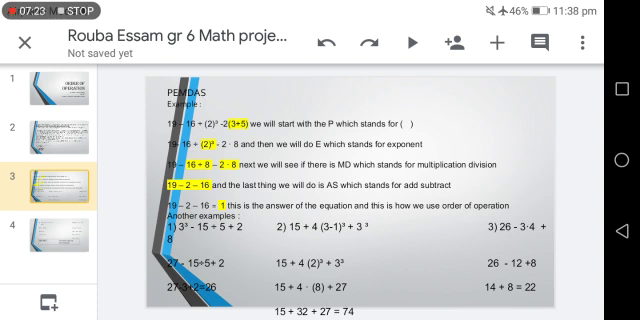The last thing we do is AS, which stands for addition and subtraction. 26 minus 12 is 14, plus 8. So it's 14 plus 8. 14 plus 8 is 22.